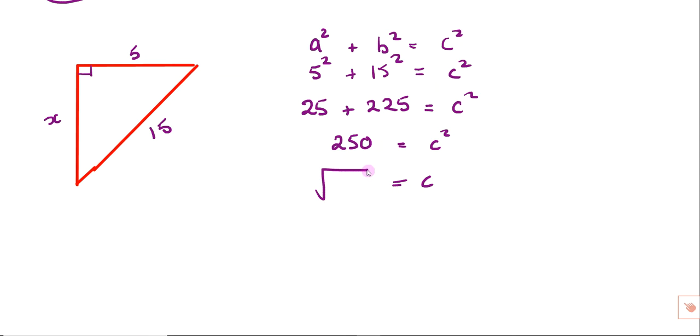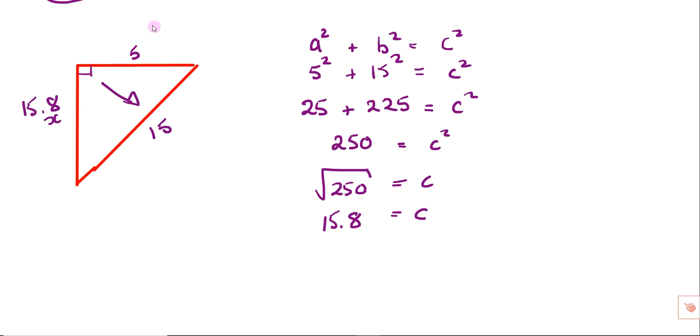So c is the square root of 250, which is what on a calculator? Just tell me. Don't tell me what I've done wrong there. Put your hand up if you've spotted the mistake. 15.8. Okay, let me just put that on my diagram. Because remember, 15.8 is bigger than the hypotenuse. Exactly. It's longer than the hypotenuse, because 15 is the hypotenuse.